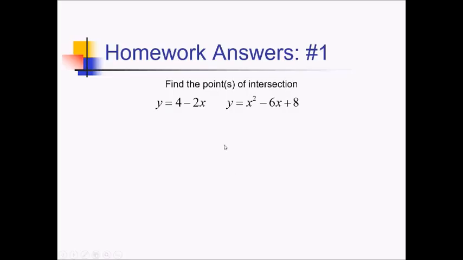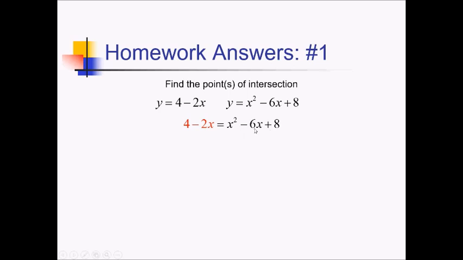To find the point of intersection for this system, we have to solve the system, and I'm going to use substitution method because I have y isolated in not one but two equations here. So I'm just going to replace this y over here with the 4 minus 2x that this y equals. So 4 minus 2x equals that quadratic on the right.